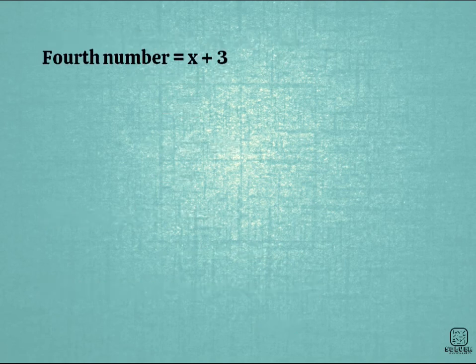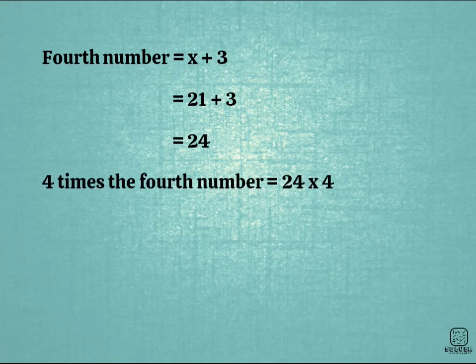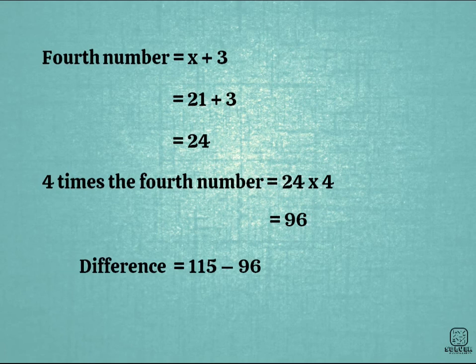Our fourth number is x plus 3. That is 21 plus 3 equal to 24. Now 4 times the fourth number is 24 into 4 equal to 96. Now what is our question? We need to find the difference. So difference equal to 115 minus 96 equal to 19. So we got the answer.